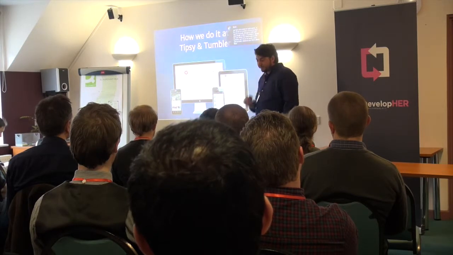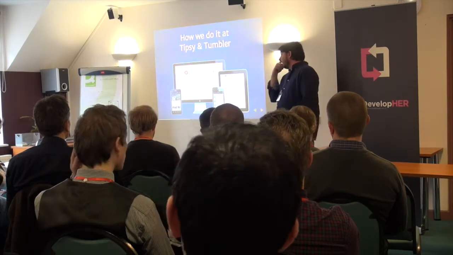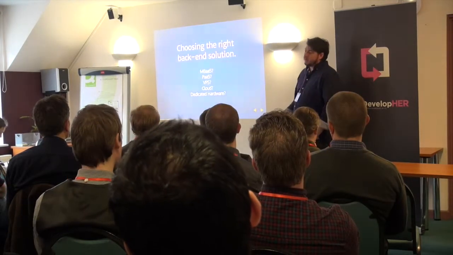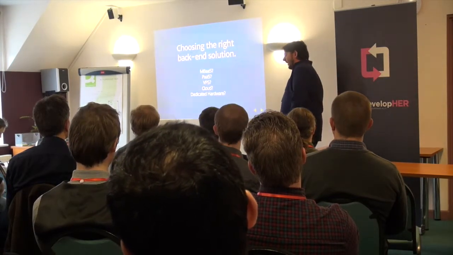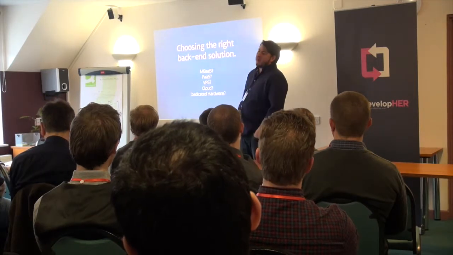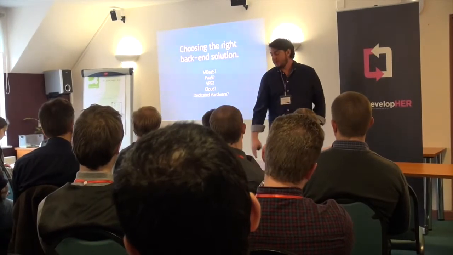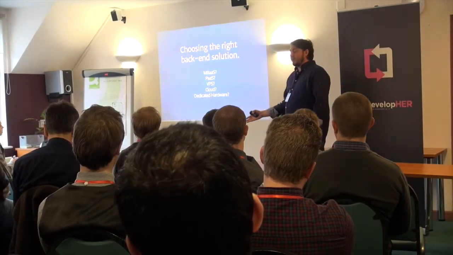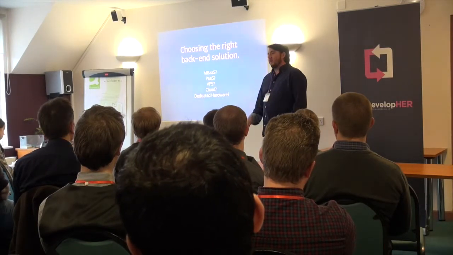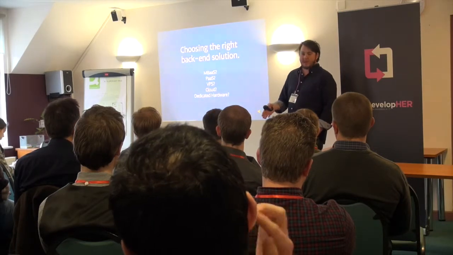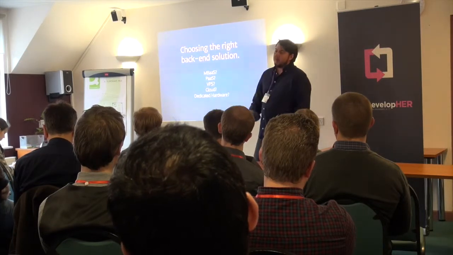So how do we do it at Tipsy and Tumblr? First of all, it's all about choosing the right backend solution. We make a decision when a client comes to us. Are we going to choose an MBaaS, mobile backend as a service product, a PaaS, platform as a service product, or does this product need its own VPS servers? Do we need cloud servers? Does it need dedicated hardware? So 9/10 of the time, what we end up with is a solution that uses a mobile backend as a service or a platform as a service. Most of the time, the other two aren't necessary, but there are some times when they are.